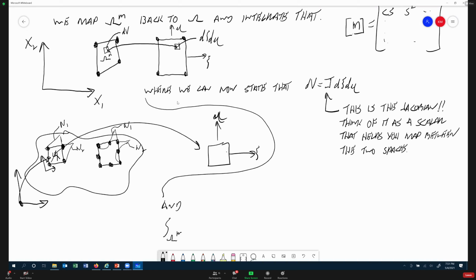The integral over omega of m, f of x1, x2 dV, is equal to the integral over omega of f of x1 as a function of c and nu, x2 as a function of c and nu, times the Jacobian of c, nu, dc dnu.